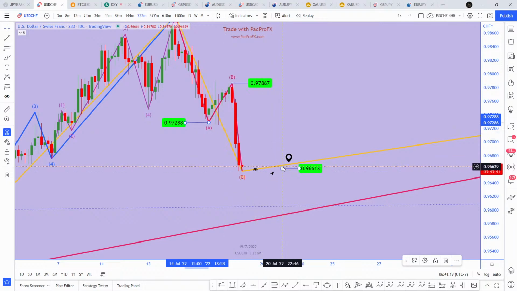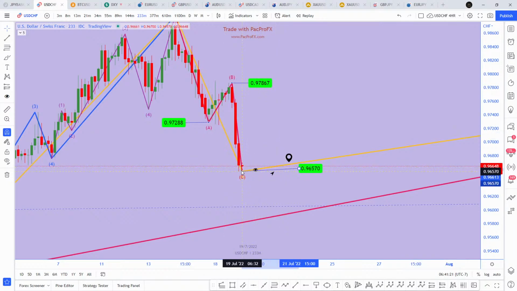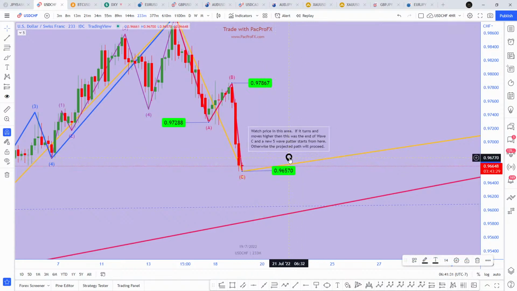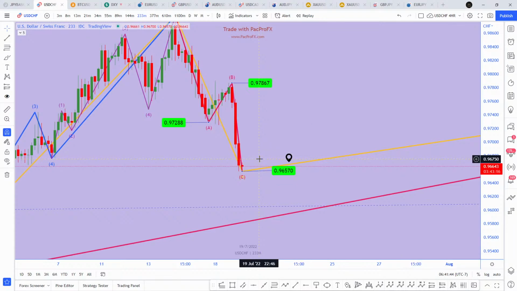But it just hit the level. Take these little things out. Now, the reason why I left a little note, watch price action in this area. If it turns and moves higher, then this was the end of wave C, and a new 5-wave pattern starts from here. Otherwise, the projected path will proceed.